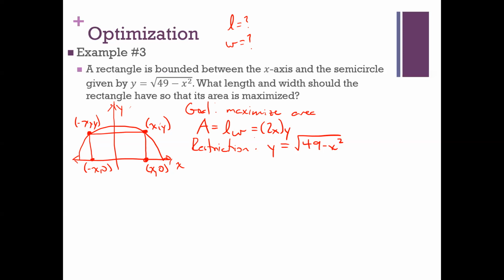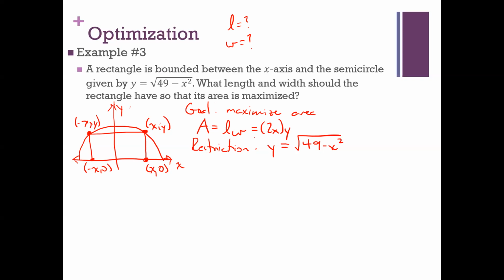But based on what, Isabel? Can we substitute the equation in our area y? Okay, let's talk about that. Can we put this y in for this y? Is that true? Yeah, because what's y?